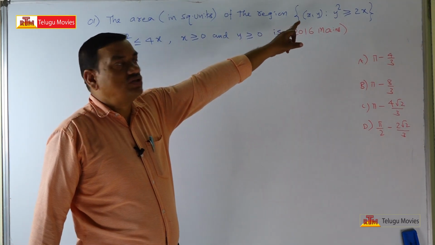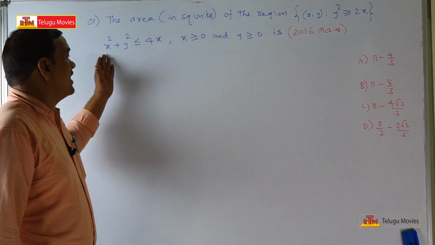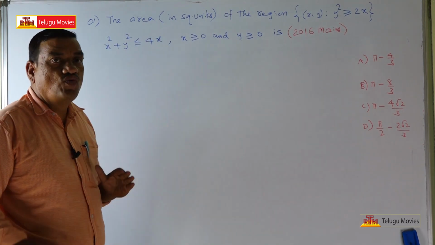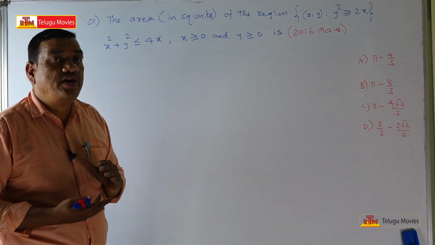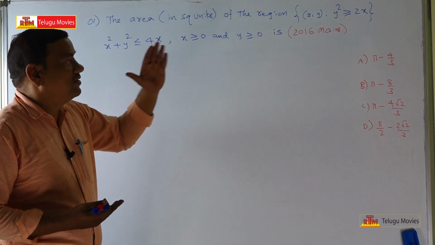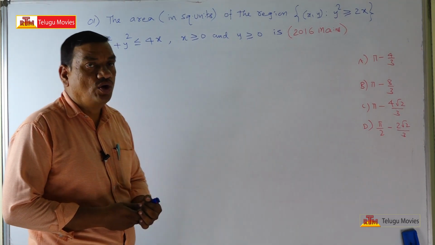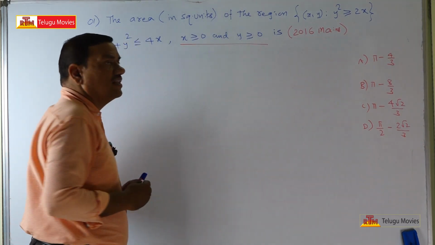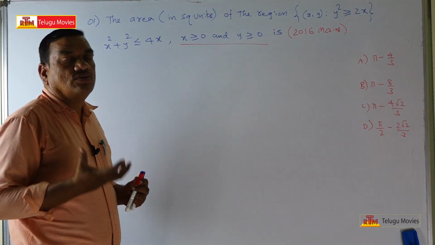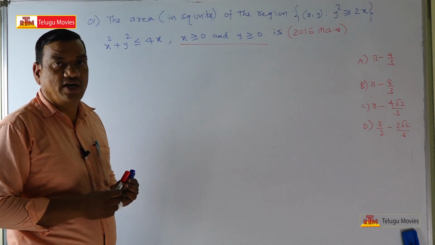Actually, there are two curves. Y square greater than or equal to 2x is a curve, and x square plus y square less than or equal to 4x is also a curve. It is a region. So we have to find the region enclosed by these two curves, and moreover x greater than or equal to 0, y greater than or equal to 0. Here x greater than or equal to 0, y greater than or equal to 0 means the region belongs to the first quadrant only, which we have to consider.